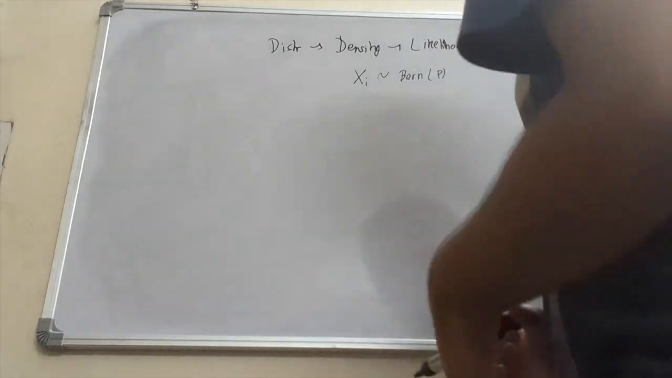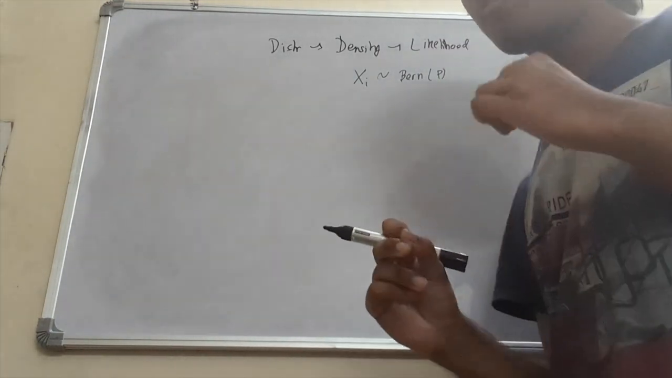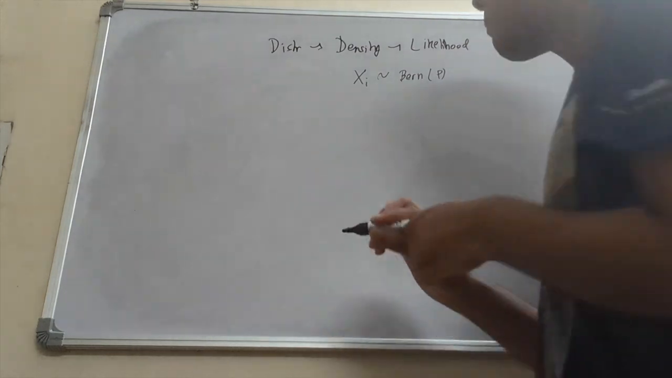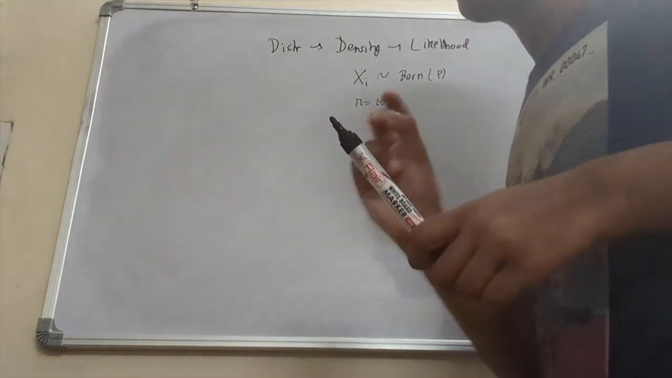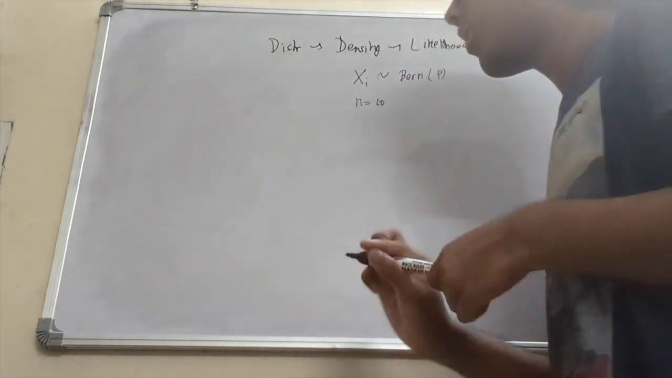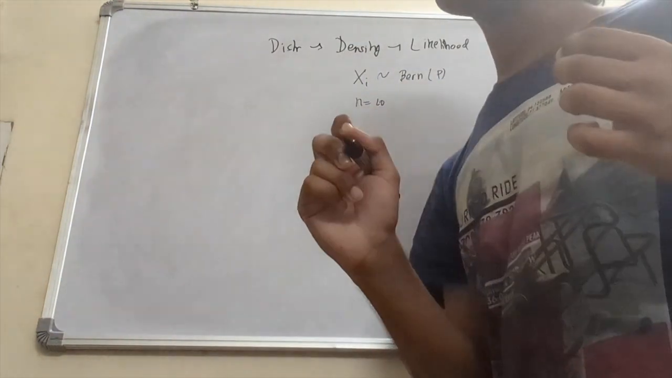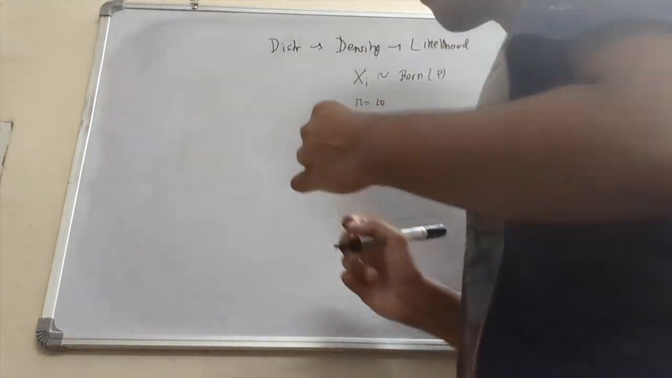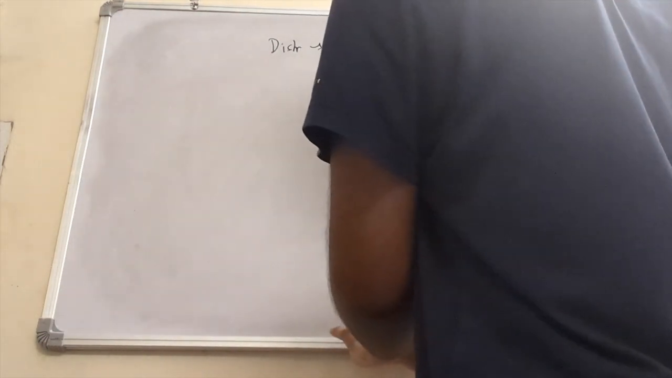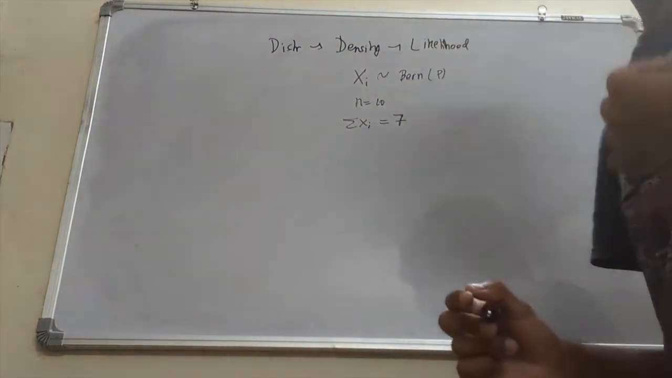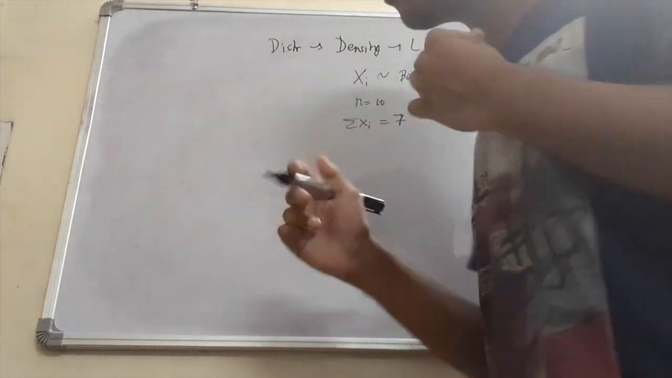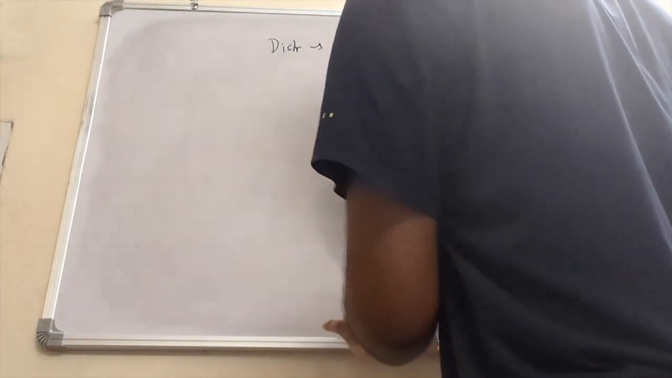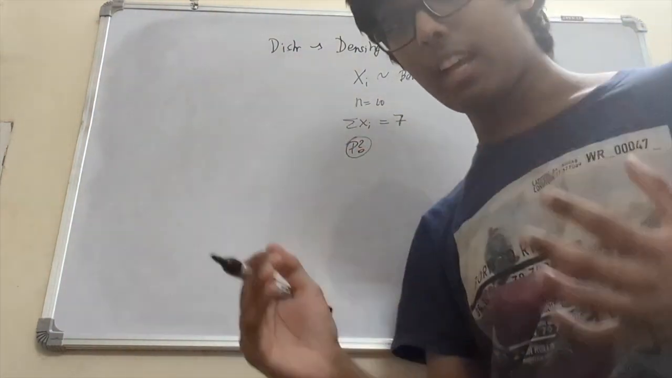Perfect. And we have flipped the coin 10 times, n equal to 10, and we have gotten heads 7 out of 10 times, or basically 7 out of 10 X_i's have been 1 and 3 of them have been 0. So the summation of X_i is equal to 7. Now, using this information, what can we predict about p? Do we have any information about p itself?